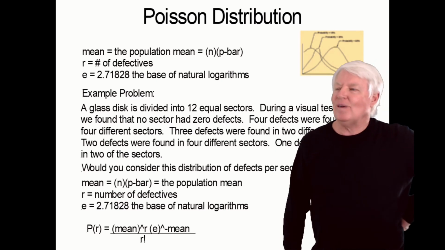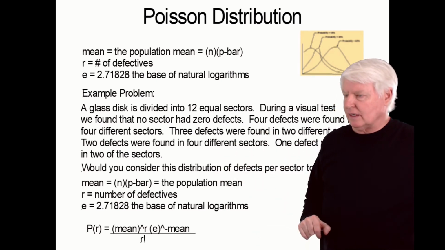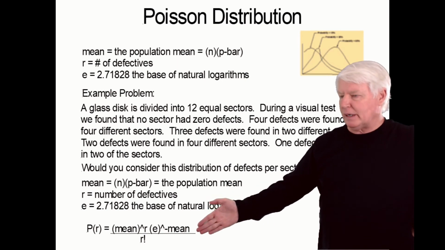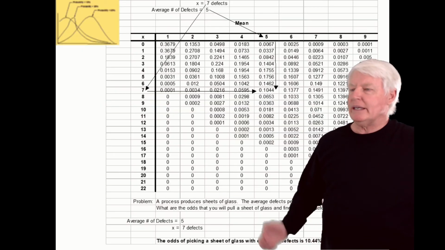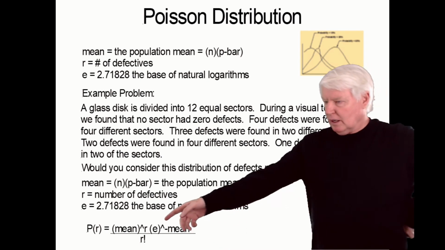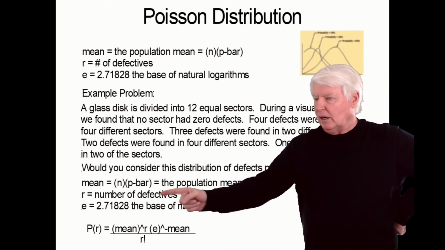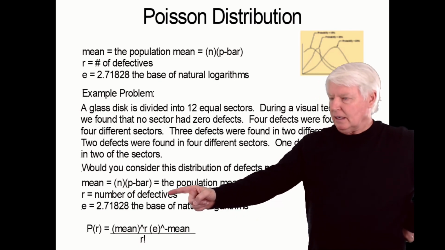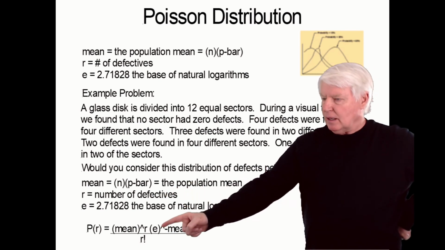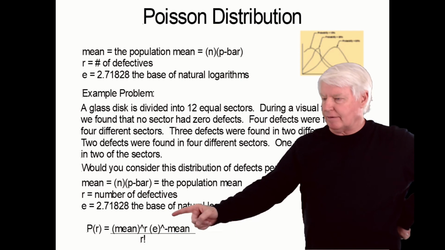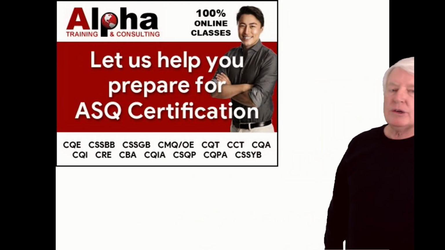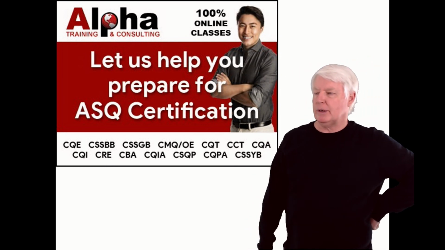This was something I used in the real world, so I thought I'd throw that up there. There's the formula for the Poisson, but usually we just go right to the Poisson table. It's the mean to the power of r, r meaning the number of defects. Oops, that's a typo, isn't it? It should say number of defects. Times e to the power of the negative mean, divided by r factorial. But again, usually you'll use the tables or a computer program.